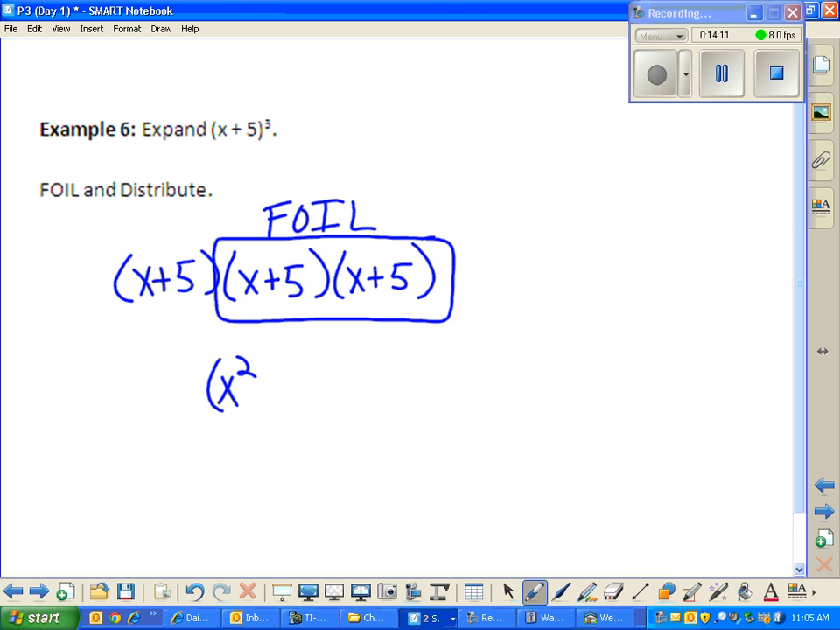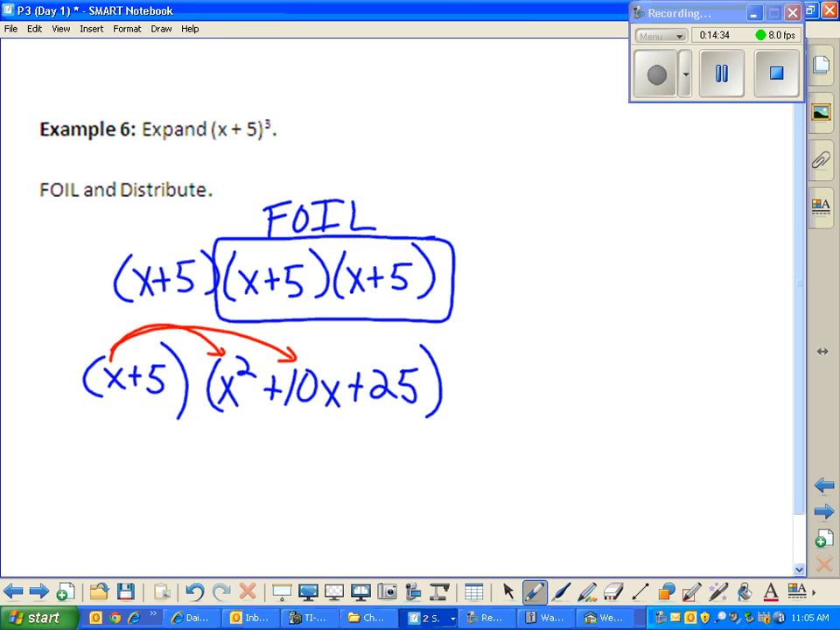First is x squared. Outers and inners combine to make 10x. And then our last, 5 times 5 is 25. So that's me FOILing the back two. And then what I'm going to do is use my distributive property along with my laws of exponents to simplify the product of this binomial times this trinomial. In other words, I'm going to distribute the x in, and then I'm going to take a moment to distribute the 5 in.